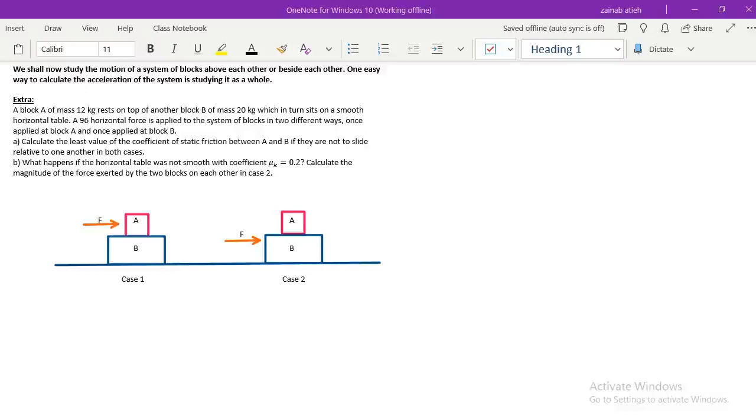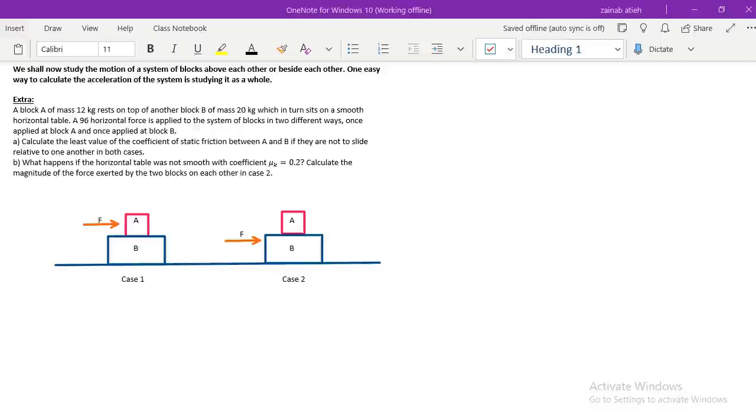So I will start with this extra problem which says a block A of mass 12 kg rests on top of another block B of mass 20 kg, which in turn sits on a smooth horizontal table. So the block A is on the top of block B and the table is smooth. It means that there is no friction between B and the table. A 96 N horizontal force is applied to the system of blocks in two different ways, once applied at block B and once applied at block A. So I have to deal with two cases.